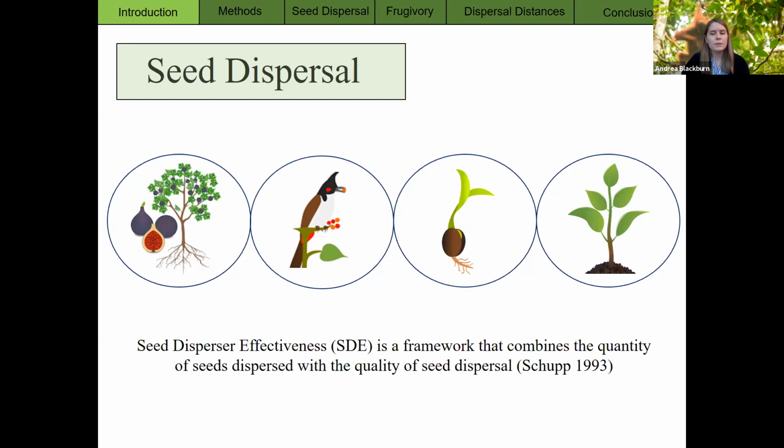And one way to measure the effect an animal disperser has on seed dispersal is to use the seed dispersal effectiveness framework, which measures the effectiveness of a disperser. The seed dispersal effectiveness framework combines the quantity of seeds dispersed with the quality of dispersal.